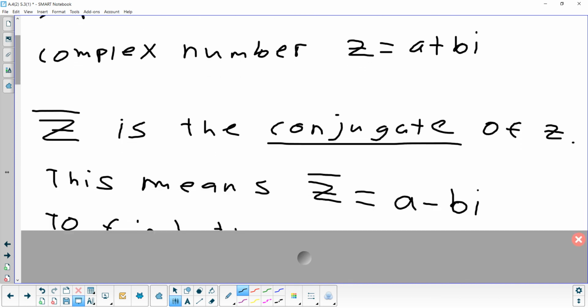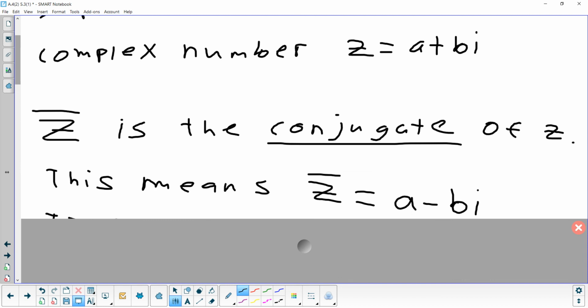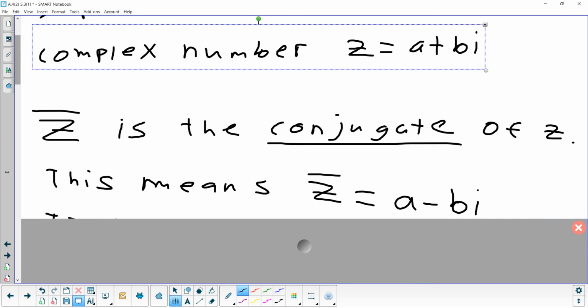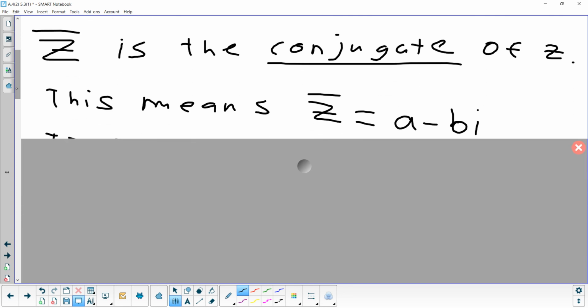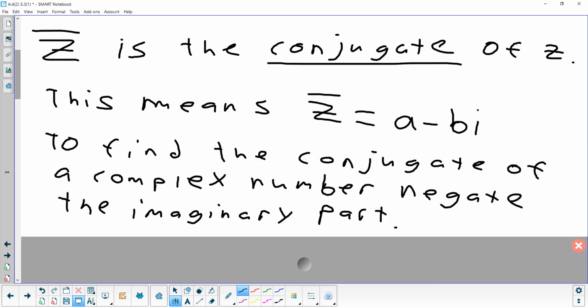Conjugate is very simple. If you have to find the conjugate of something, all you have to do is leave the real part the same. You don't do anything to that. But you take the imaginary part and you make it the opposite sign. So if it started out as a plus, when you do the conjugate, it becomes a minus. If it started out as a minus, it becomes a plus. So all you're doing is changing the sign. A short way to say that is just negate. Negate means make it the opposite of. So you're changing the sign of the imaginary part. That's all you're doing.